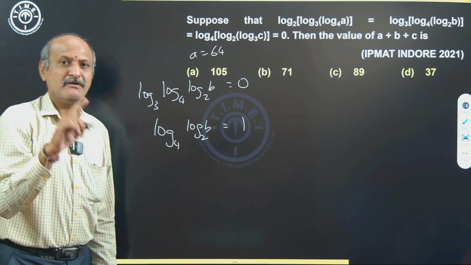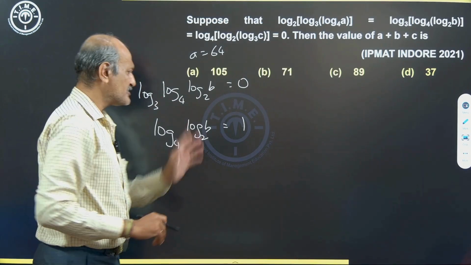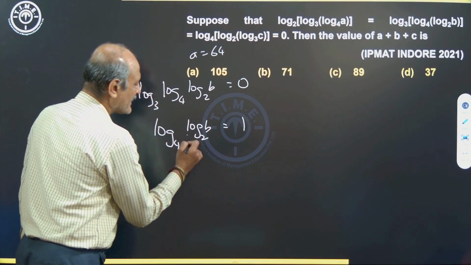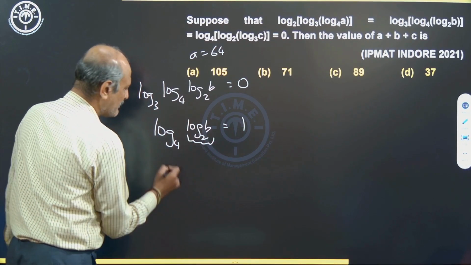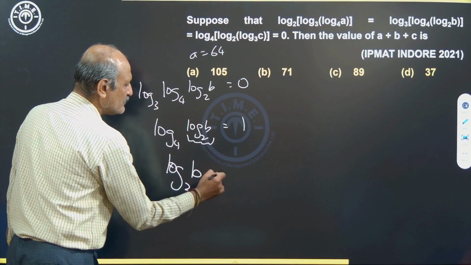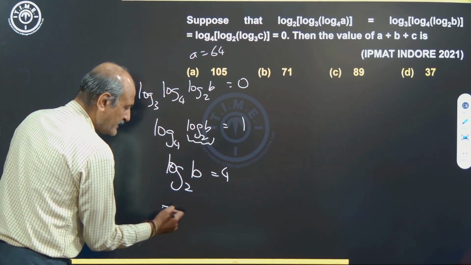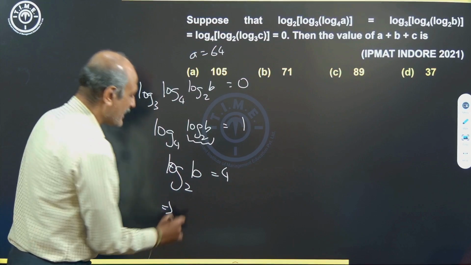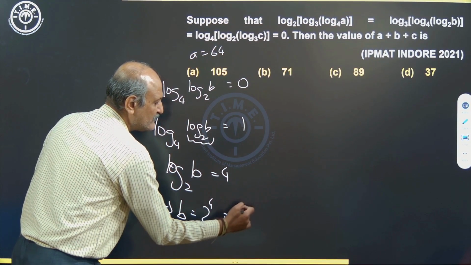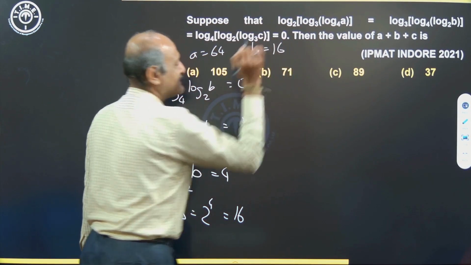Why? Because log 1 to base 3 must equal 0. Again, log 4 to the base 4 is equal to 1, so we can identify that this part should equal 4. So log b to the base 2 is equal to 4. Converting this into the exponential form, b is equal to 2 raised to the power 4, that is equal to 16. So now we know that b is equal to 16.